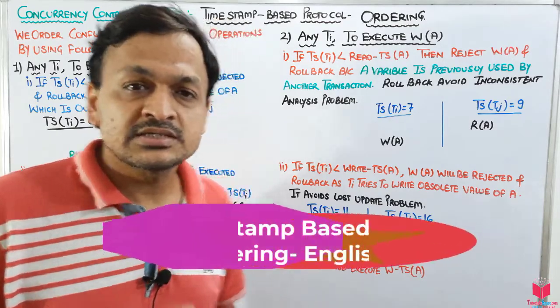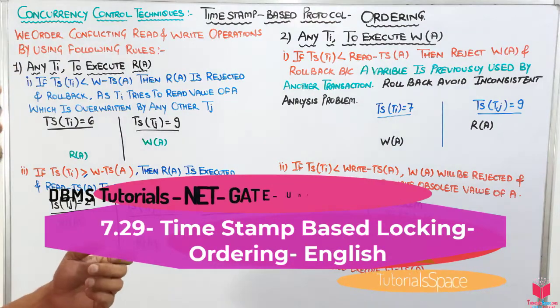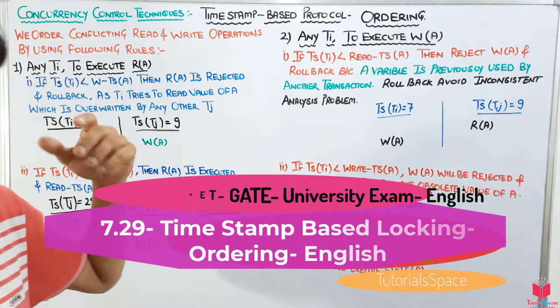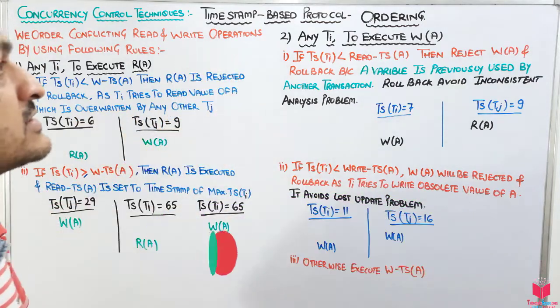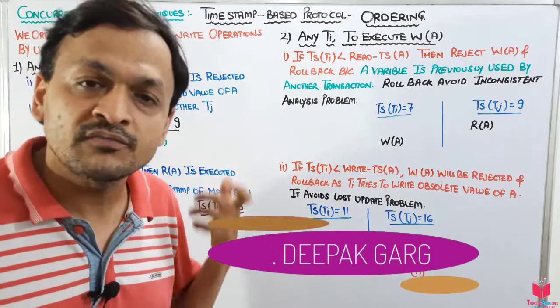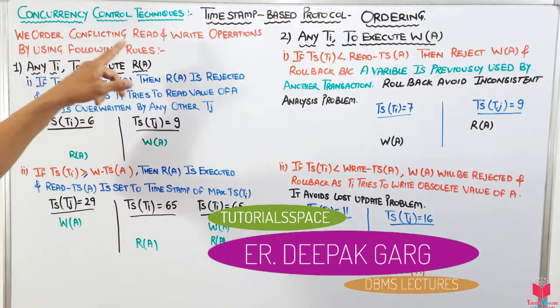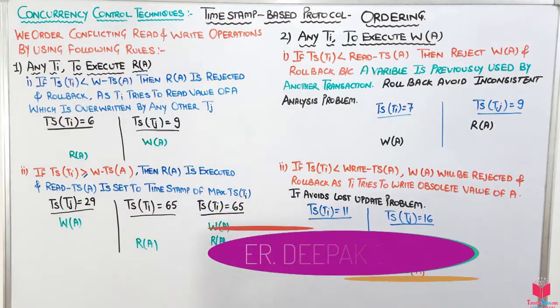Hello guys, today we will discuss more about the timestamp based protocol, and the topic which comes under it is ordering. We have already discussed the introduction part of the timestamp based protocol. Let's discuss what ordering is, which is the main part of this topic. We order conflicting read and write operations by using the following rules.